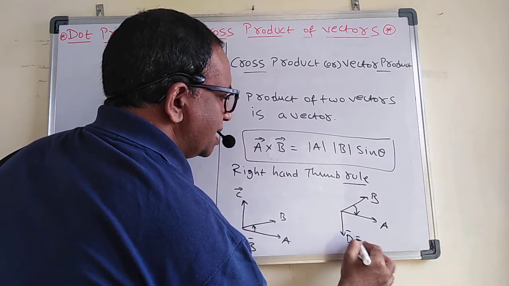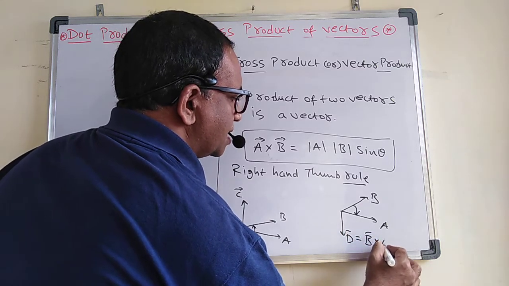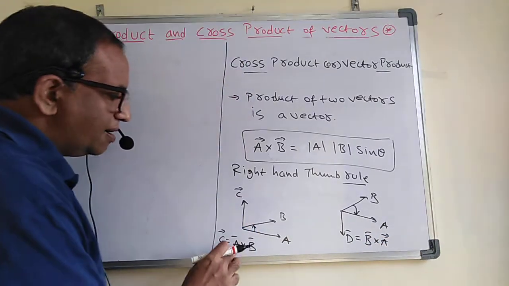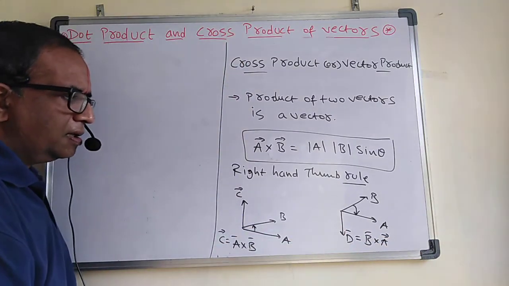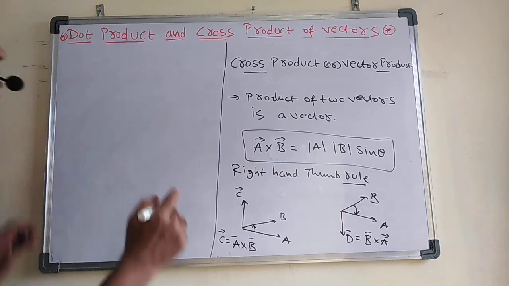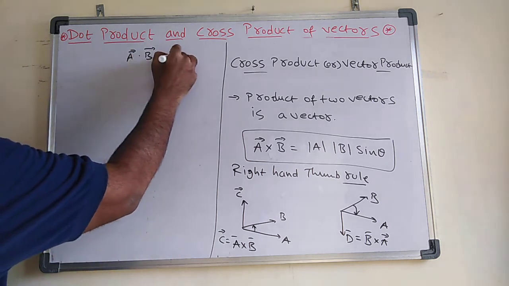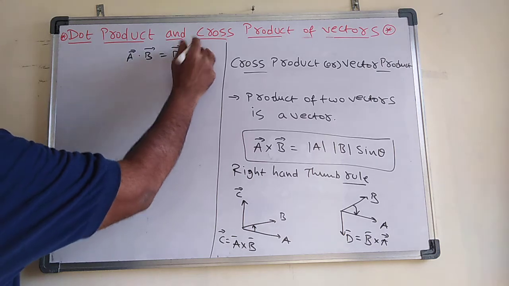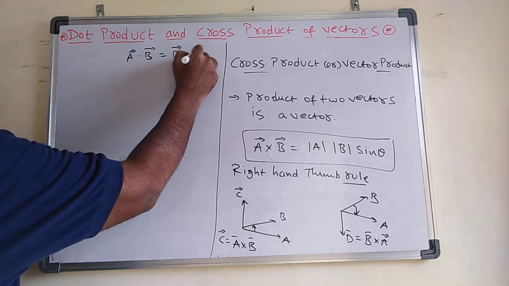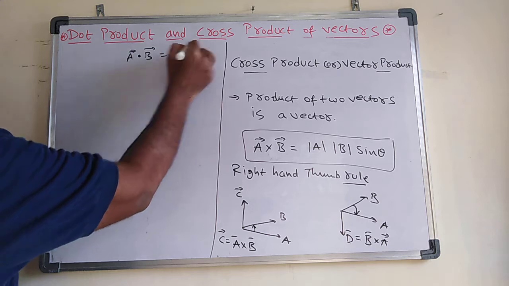This one is D, and this one we'll call B cross A. Is A cross B equal to B cross A? They are not equal. Remember, it's a very, very important point. Here, A dot B is equal to B dot A. So regarding dot product, they are equal.